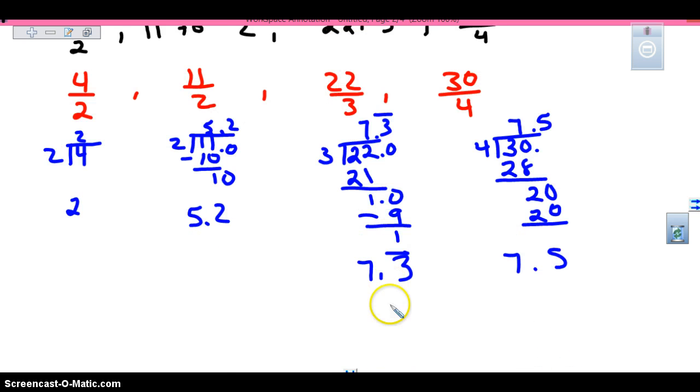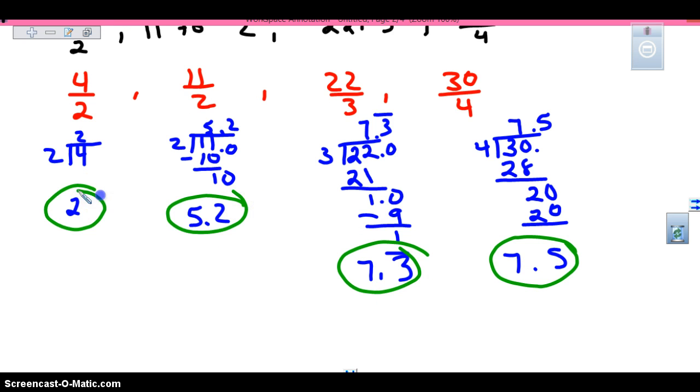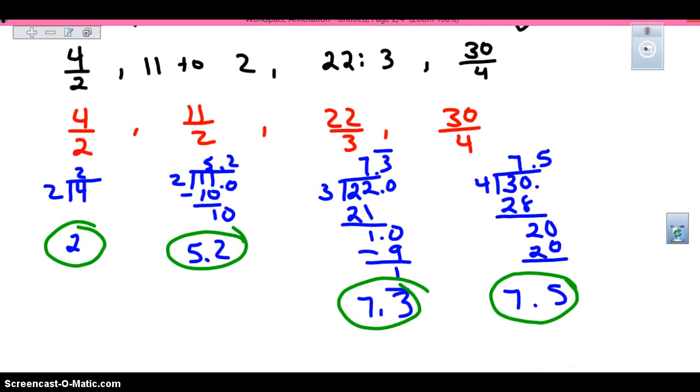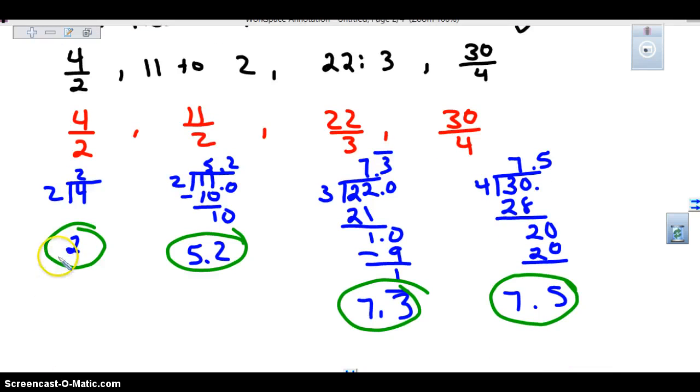Now what are we going to look at to compare? Okay, these are already in order. These are already in order from least to greatest. First, second, third. They're already in order.